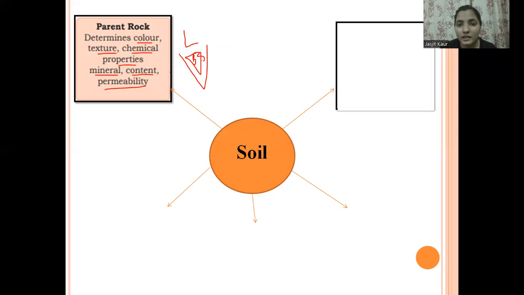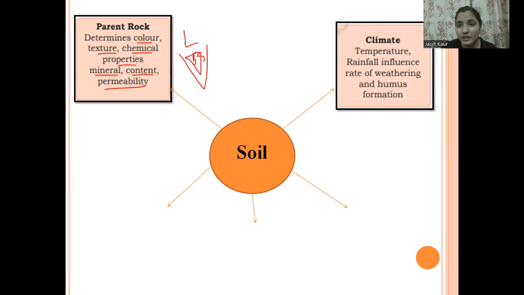Now, the second factor that is responsible for soil formation is climate. What kind of climate a place has also affects soil formation, like the temperature of that area, the rainfall rate of that particular area, and the rate of weathering and humus formation. Suppose this is a mountain area and it receives very high rainfall. This rainfall erodes the first layer of the soil to the plain area. In this mountain area, we can find a thin layer of soil, which is also infertile. This is how rainfall affects the soil formed in that particular area.